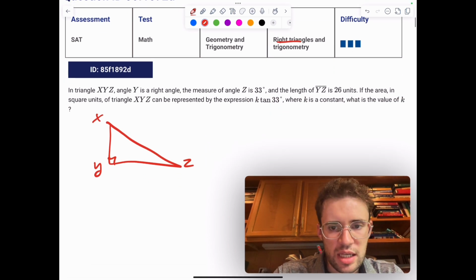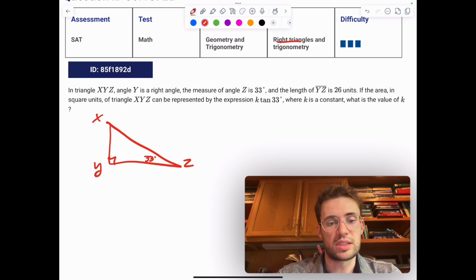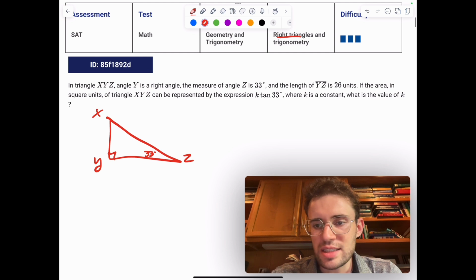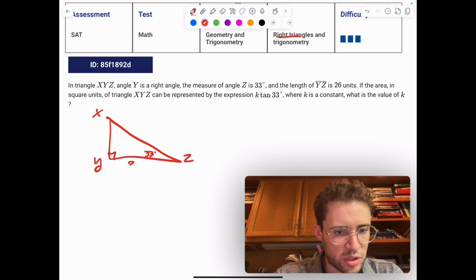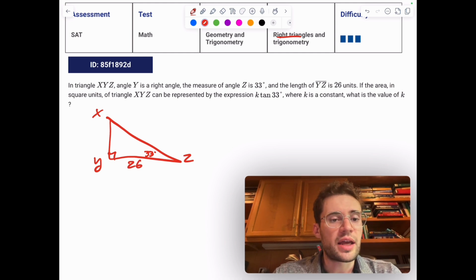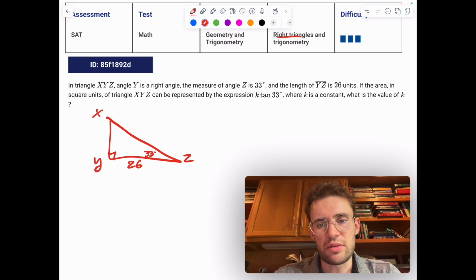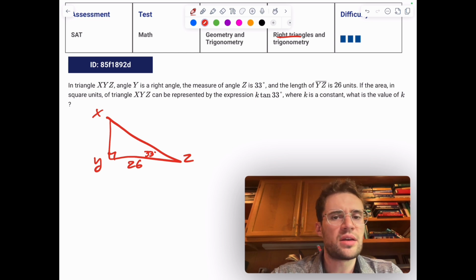The measure of angle Z is 33 degrees. Okay, this is actually drawn not perfectly to scale, obviously, but the Z is the more acute angle of the two, Z and X. And length YZ is 26 units. So this is 26 down here. If the area in square units of triangle XYZ can be represented by the expression K tangent of 33 degrees, where K is a constant, what is the value of K?